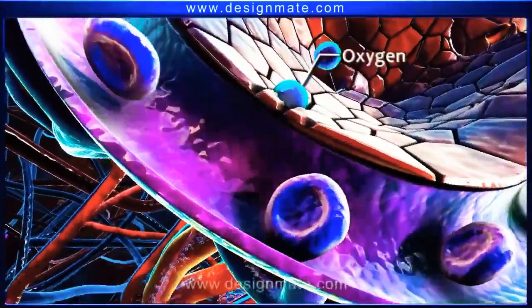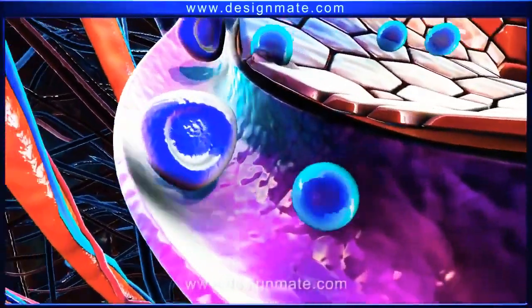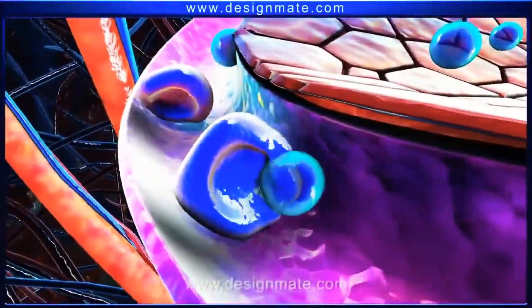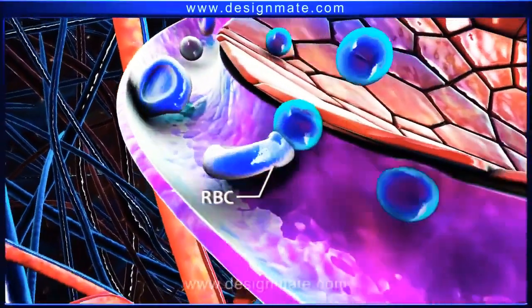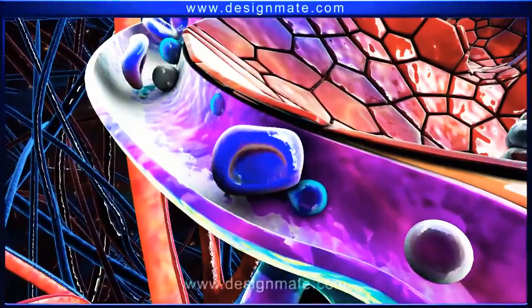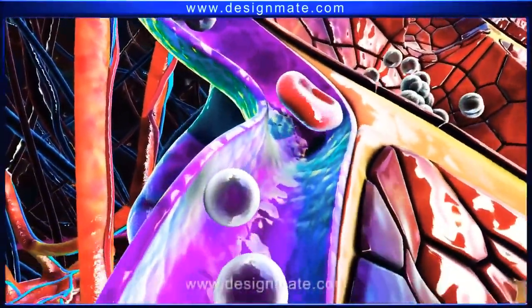The oxygen molecules from the alveolus diffuse into the capillary and then get absorbed by the bluish-purple RBCs. This causes oxygenation of the RBCs, and a transition in their color from bluish-purple to red is observed.